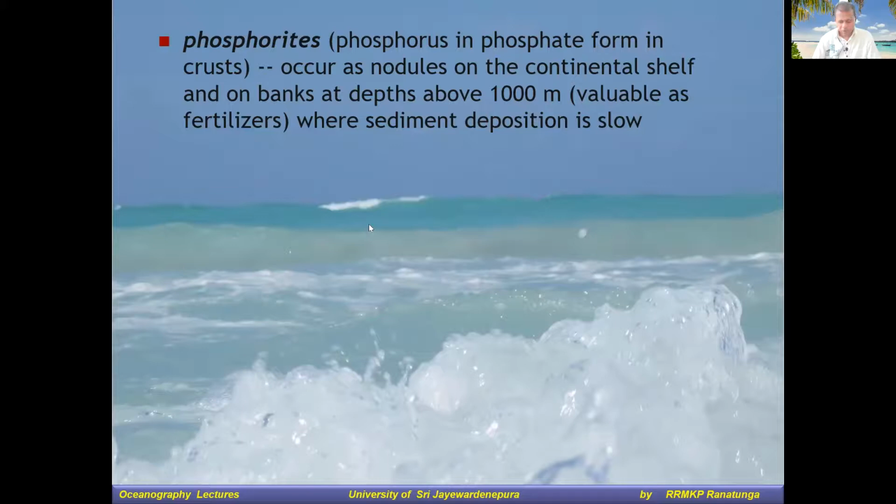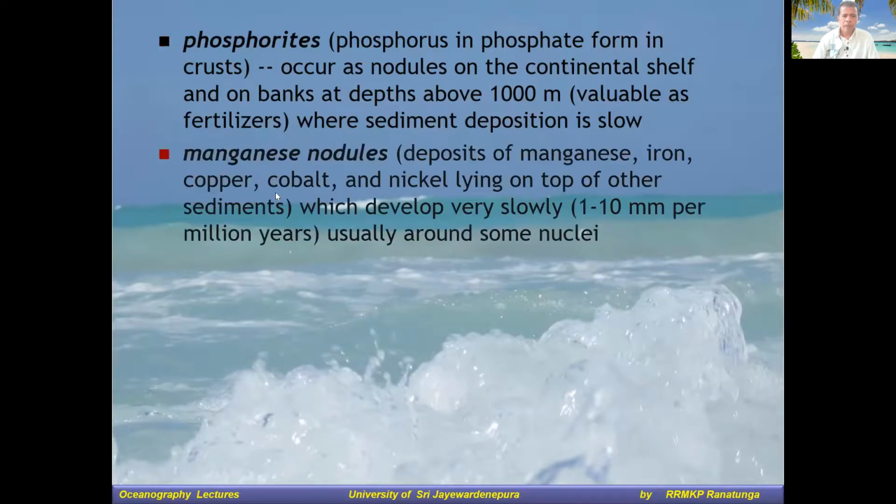So unfortunately, we could have produced some fertilizers on our own, but we don't have many nitrate sources, so we might need to import some, but at least we have the phosphorus sources, right? And a very important type of hydrogenous sediments we call the manganese nodules.